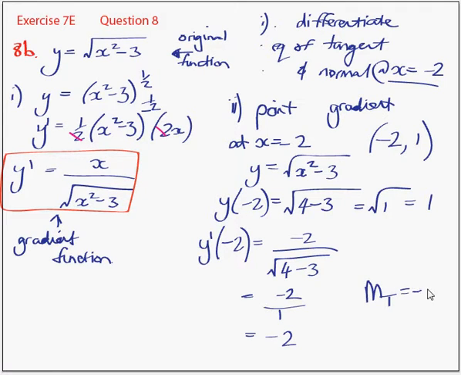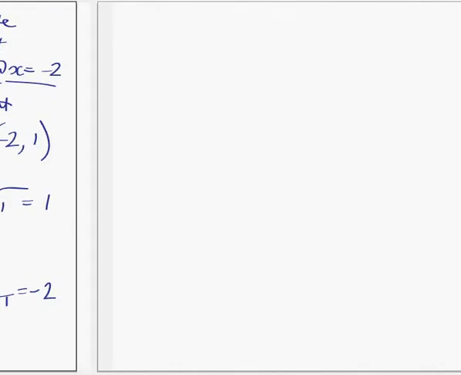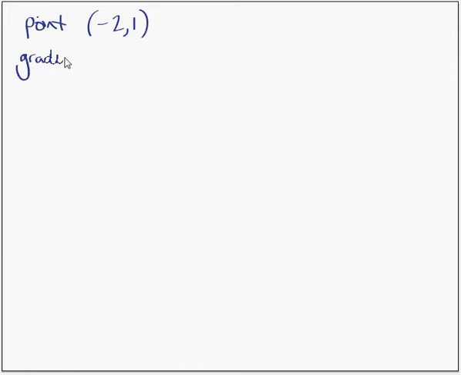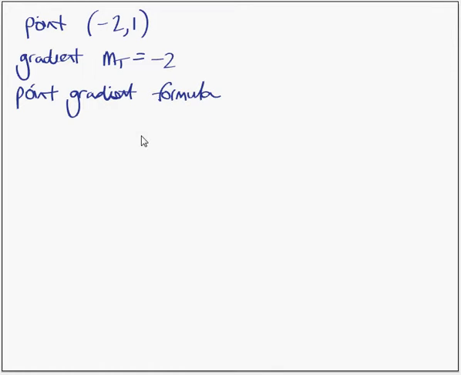Now we have those two pieces of information. I can use them to get the equation. My point was -2, 1. The gradient of the tangent is -2. Now you can use the point gradient formula, which is this formula here. It'll tell me the equation of the straight line that passes through this point with this gradient.